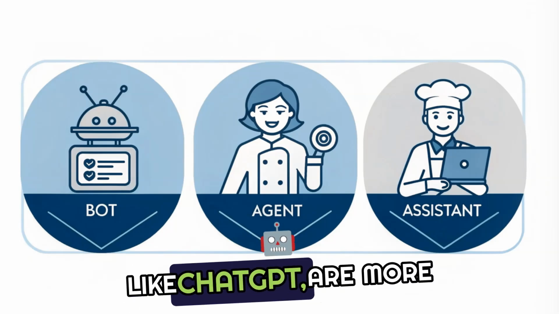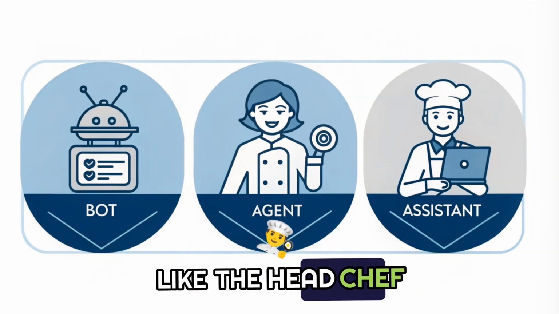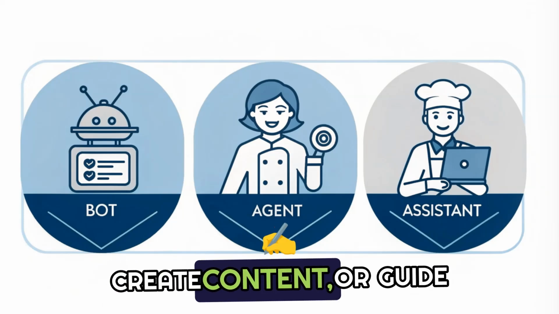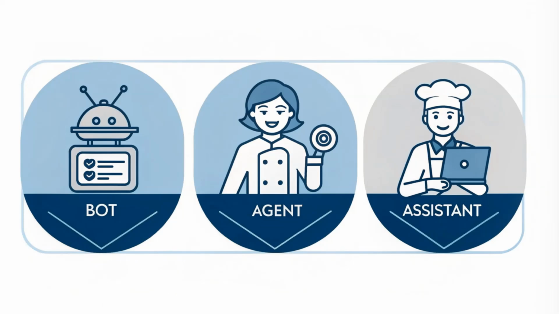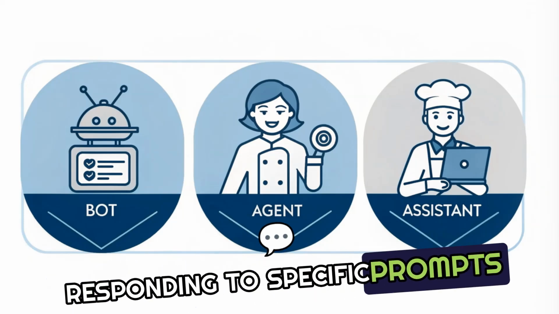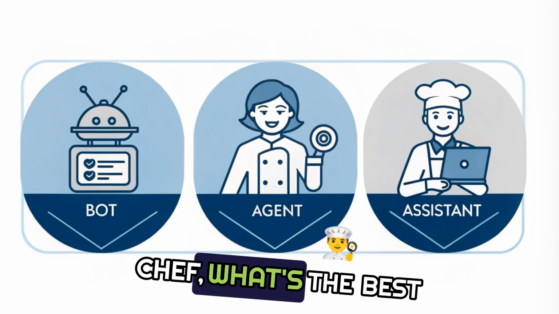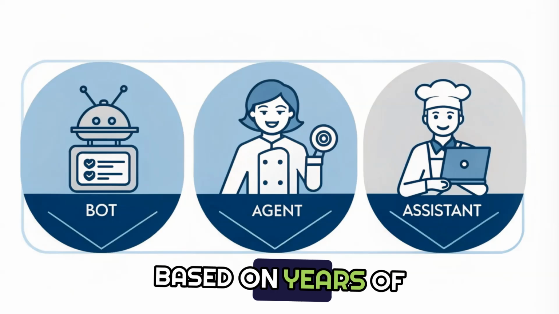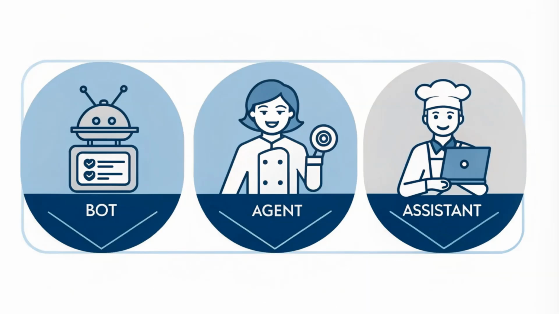Assistants, like ChatGPT, are more like the head chef. They're there to answer questions, create content, or guide the workflow, responding to specific prompts. It's like asking the chef, what's the best way to season this? And getting a response based on years of experience.